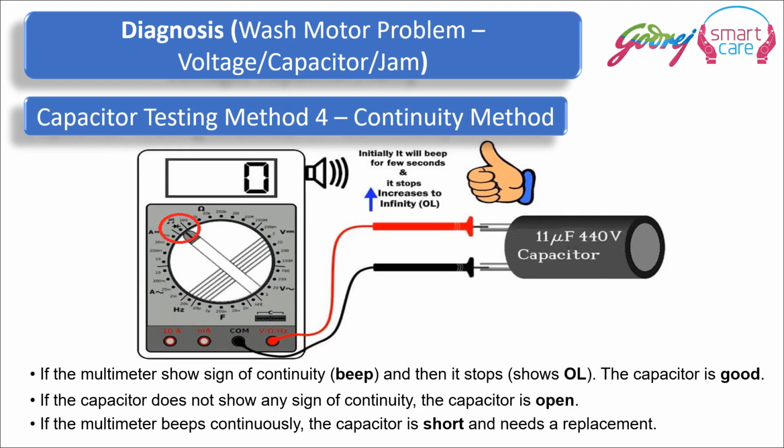Fourth method to check the capacitor is by continuity method. If the multimeter shows a sign of continuity like a beep and then it stops at OL, the capacitor is good. If the capacitor does not show any sign of continuity, the capacitor is open. If the multimeter beeps continuously, the capacitor is shorted and needs to be replaced.